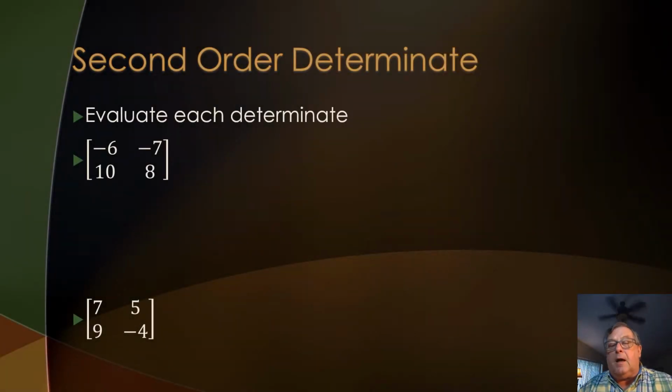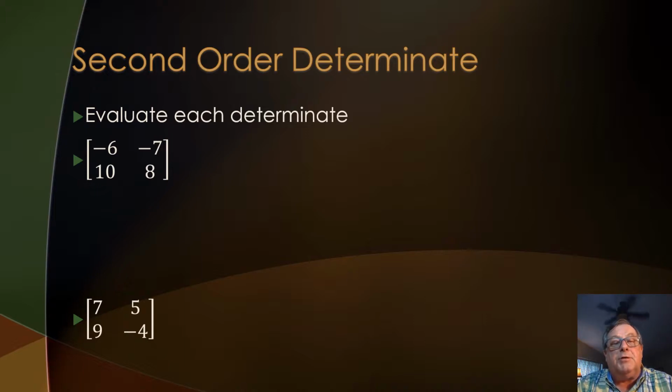We're going to begin our discussion of solving systems of equations using matrices by finding what is called the determinant. Every square matrix has a determinant. Here we have a 2 by 2 matrix, and the determinant of that is called a second order determinant. I'm going to calculate these a couple of ways: one is by using the diagonals, and the second is by using our calculator.